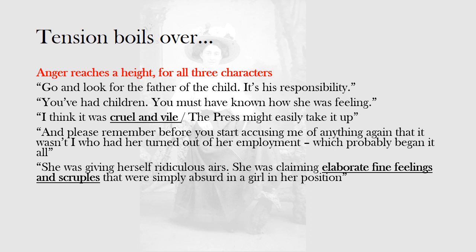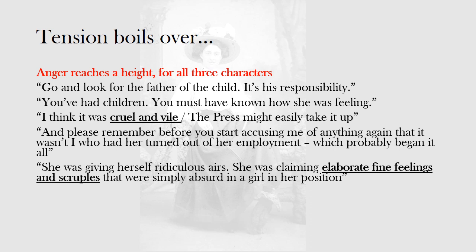As she carries on, and it's pushed into this idea of the theft, which gives her a reason for doing what she's doing, we get back to this idea that she's a different species. "Ridiculous airs, claiming elaborate fine feelings and scruples that were simply absurd in a girl in her position." Now, we know the inspector then goes on about, well, her position is she's dead on a slab. But the point here, out of what Sybil's saying, is that to her, a girl like Eva, and particularly a girl who is in desperate straits like her, there is no way that she would have any feelings and scruples beyond the obvious, the straightforward idea.